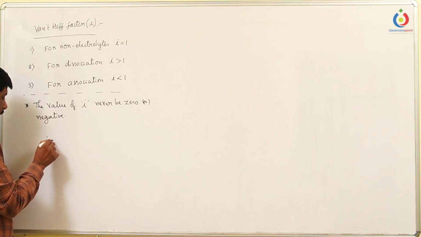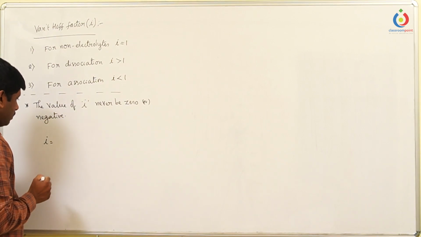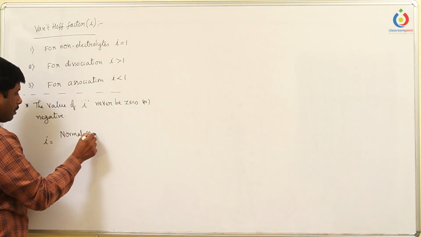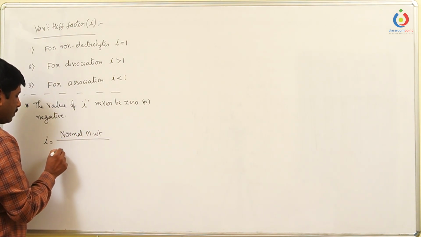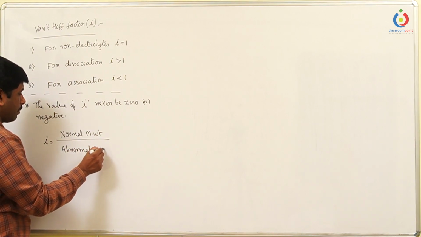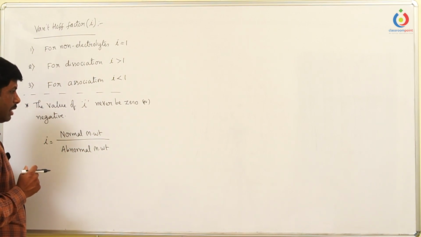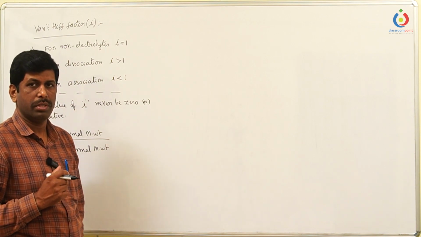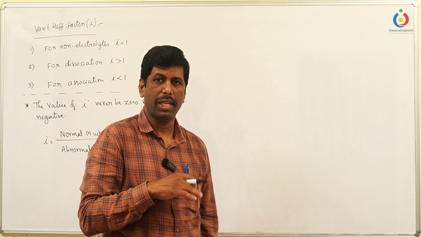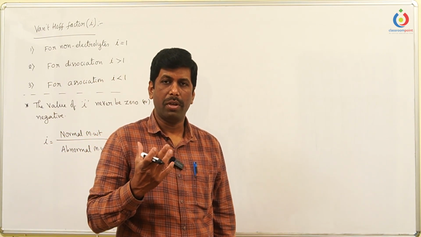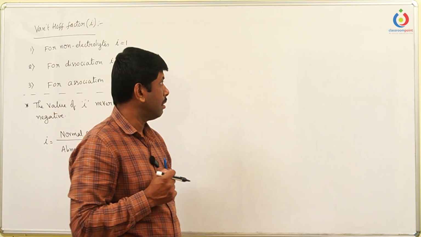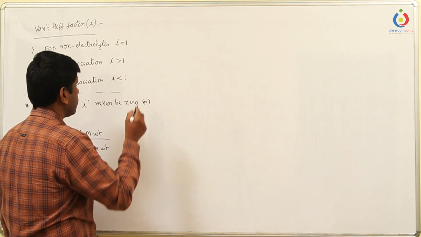The Van't Hoff factor says that to correct the molecular mass of the solute, it is the normal molecular weight of the solute divided by the abnormal molecular weight of the solute. Usually we get confused, because sometimes they use normal, sometimes calculated, sometimes observed, experimental, theoretical. All these terms give us confusion. So I will give a small shortcut to remember all this.